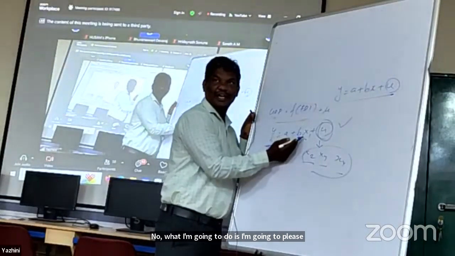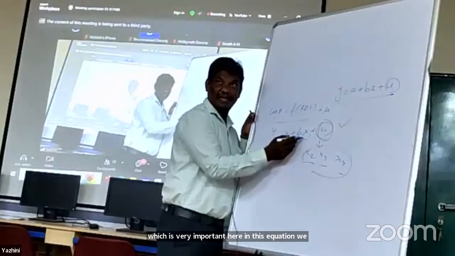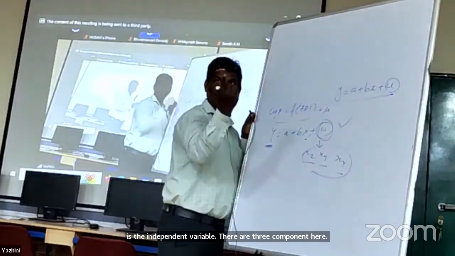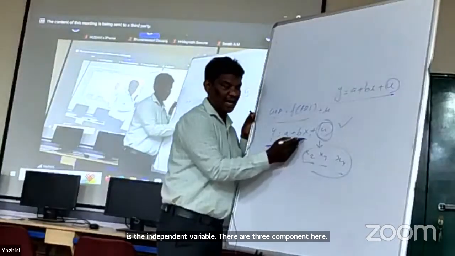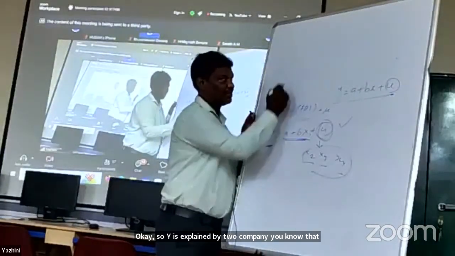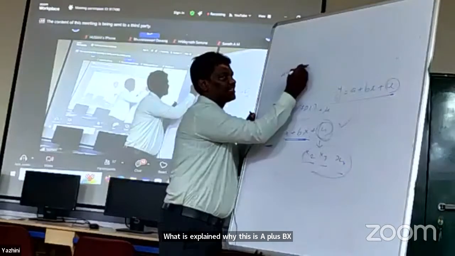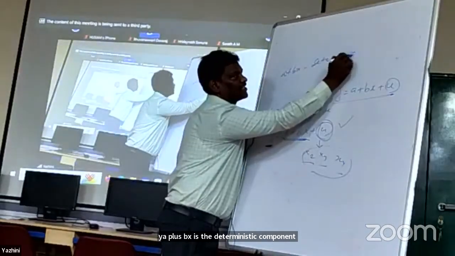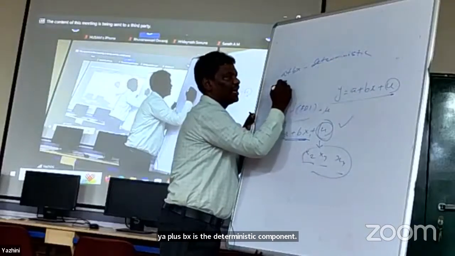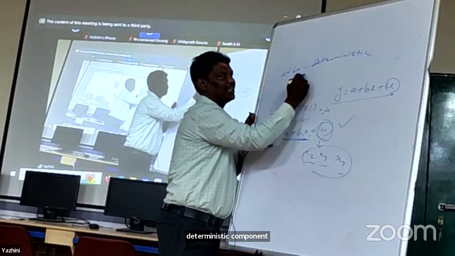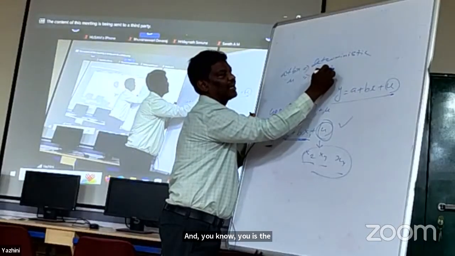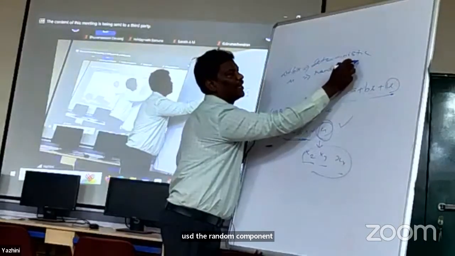we want to find out the impact. This is the independent variable. There are three components here. Okay, so Y is explained by two components. You know that. Y is explained by a plus bx. A plus bx is the deterministic component. And u is the random component. The error component.